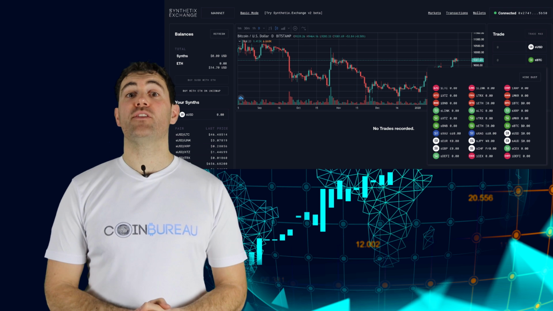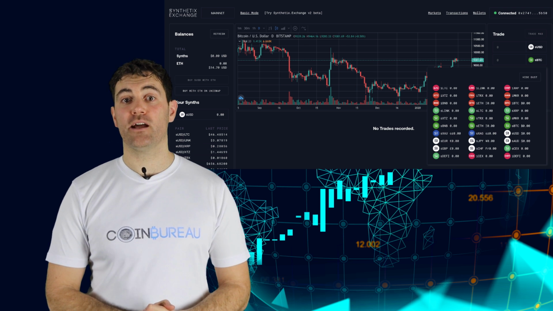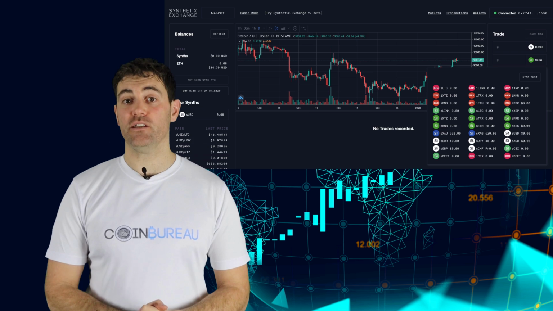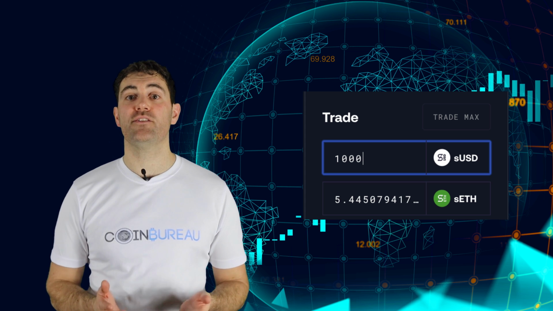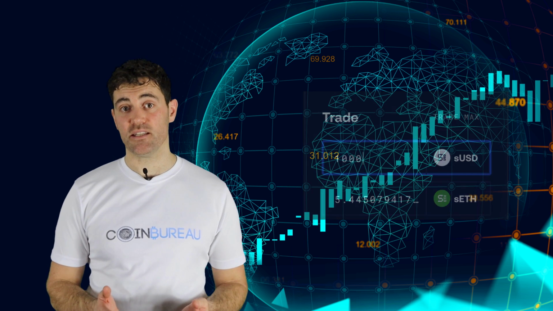You can then click the Asset button to activate a drop-down showing you all the different assets on the exchange. So let's pretend we have SUSD and we say we want to trade $1,000 SUSD for SETH, synthetic Ethereum. What happens when you execute the trade is that your SUSD is burned and SETH is minted. So with the Synthetix Exchange, you're not trading with other people like in a regular exchange. Instead, the Synthetix Exchange is essentially a synthetic token minting and burning system.